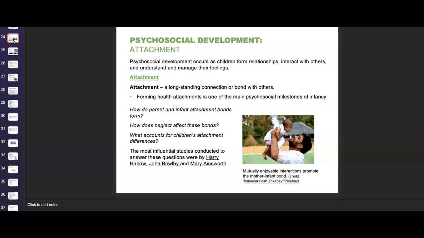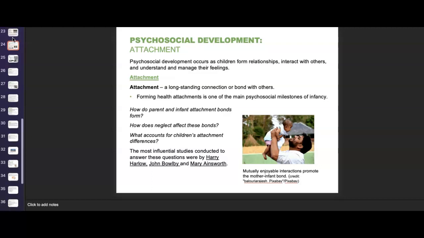How does neglect affect these bonds? What accounts for children's attachment differences? Some of the most influential studies conducted to answer these questions were by Harry Harlow, John Bowlby, and Mary Ainsworth.